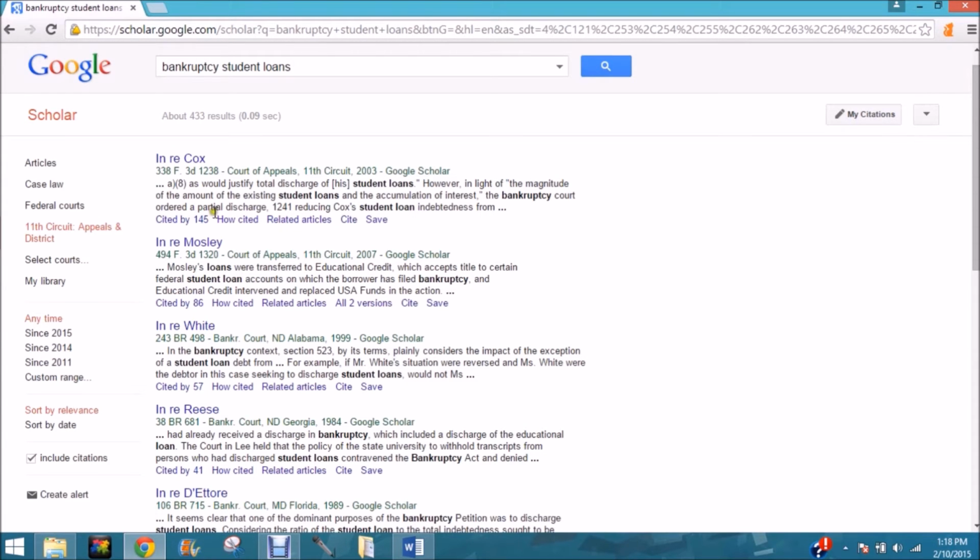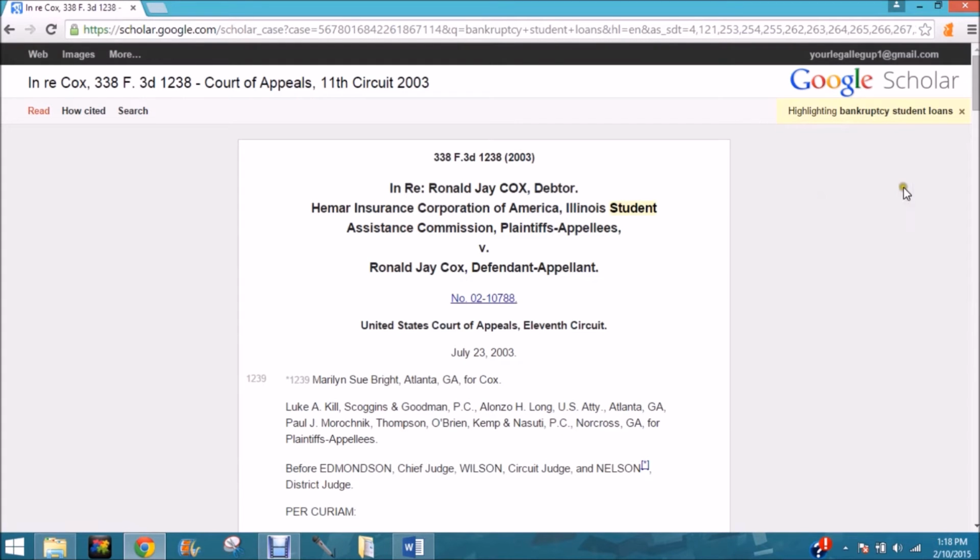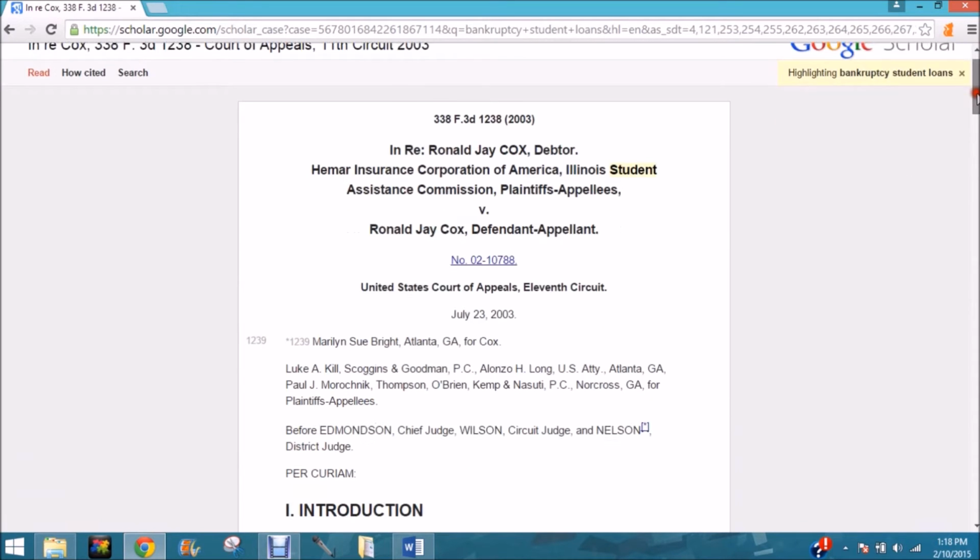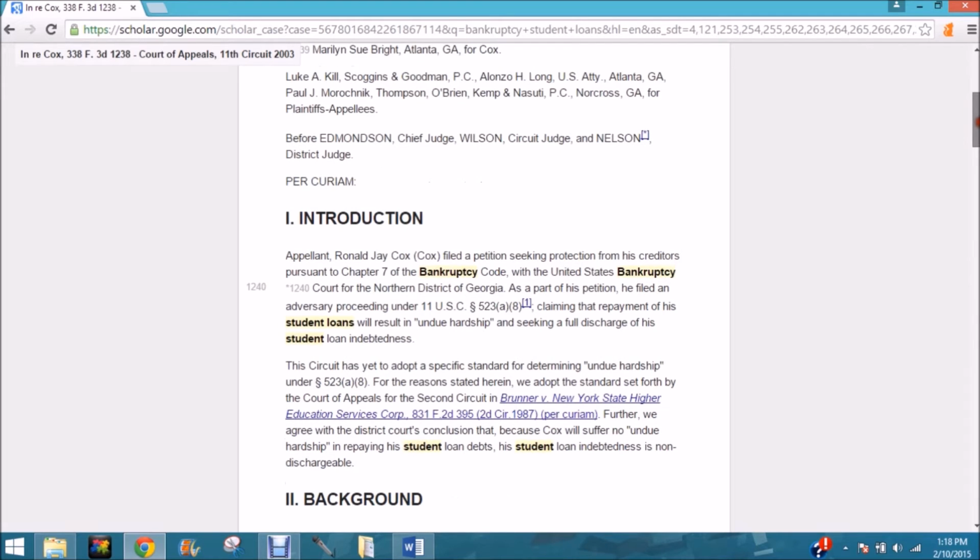Okay, so we see the bankruptcy court ordered a partial discharge, but we don't know whether this court, the bankruptcy court, was affirmed. If it was, it's probably a good case. If it was not, probably not a good case. Okay, so we click on that and we come to this, and now what we want to do is look at the introduction.